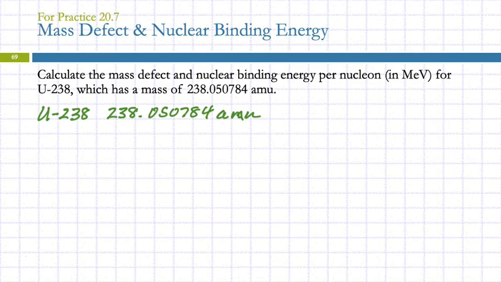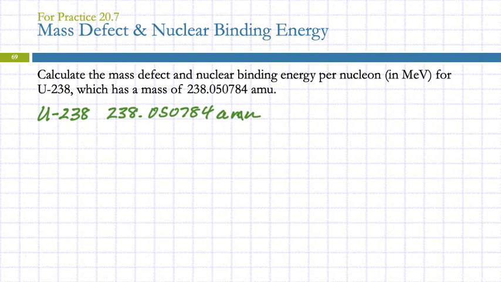And how do we figure out the mass defect? We need to subtract, but what are we going to subtract? These are the same number. No, no, we have to calculate the expected mass. So we need to know how many neutrons, how many protons, what do they weigh, and put them together.